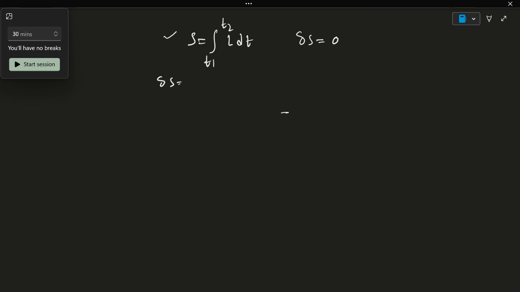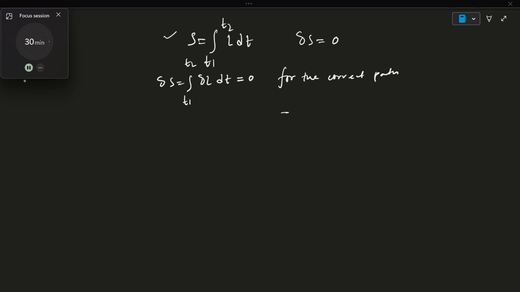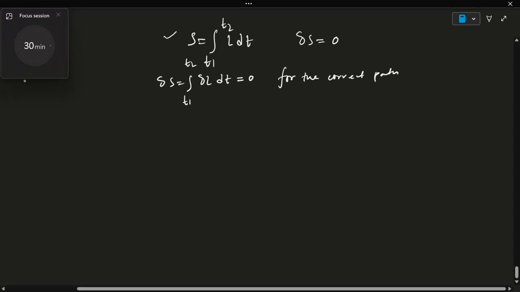That means delta S equals the integral from t1 to t2 of delta L dt, which equals 0 for the correct path.